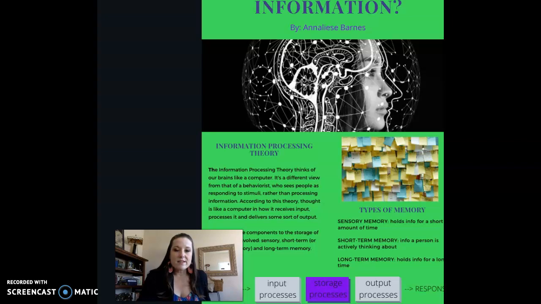So as far as the three different components to our cognitive storage, we have the sensory memory, the short-term memory, and the long-term memory. The sensory memory holds information for so short of a time it's not even enough for us to really recognize that we're storing it. It could be just half a second. After that, we have short-term memory, which is information a person is actively thinking about. So for me, my short-term memory is processing information, because that's what I'm actively thinking about right now.